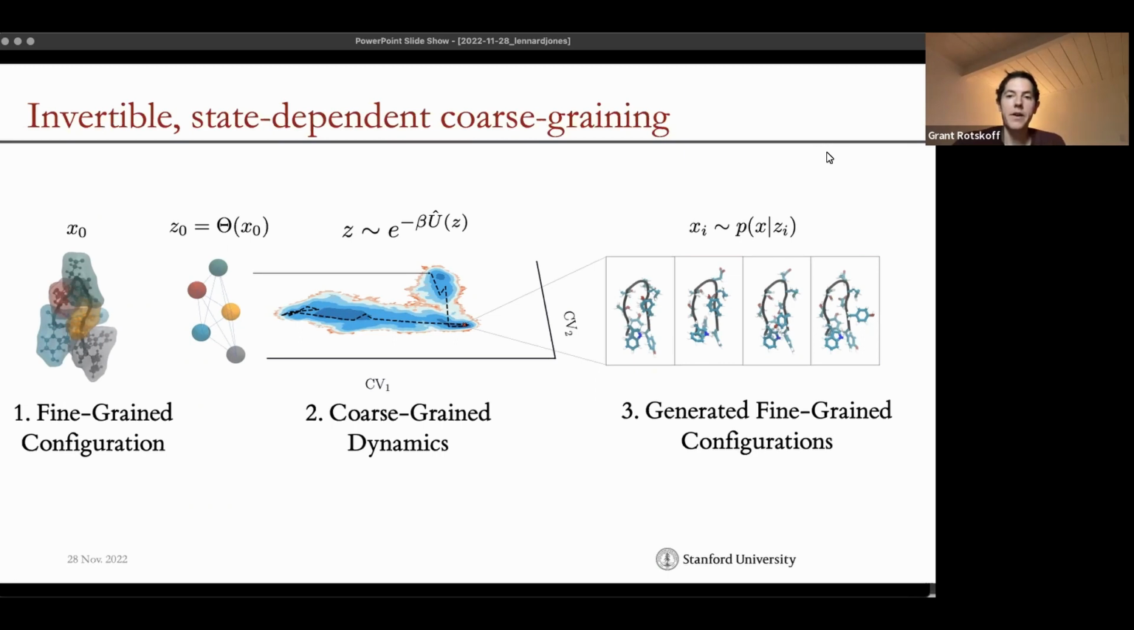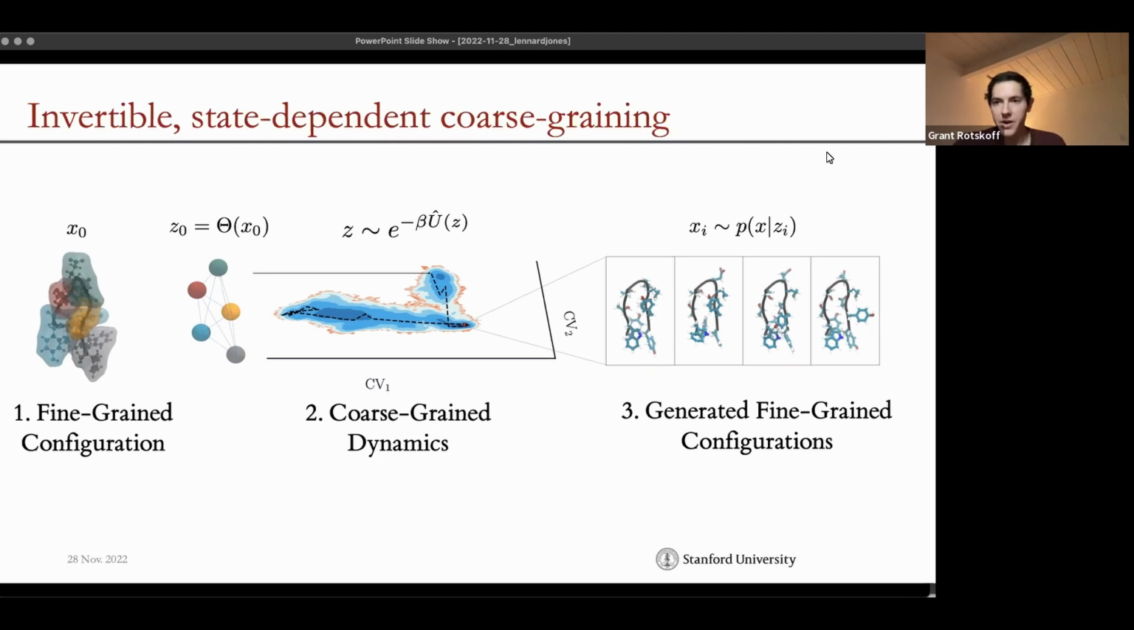Then I'm going to take configurations from those coarse-grained dynamics and invert them using a type of invertible neural network called a normalizing flow. Really what I'm doing in this inversion process is sampling a distribution that is conditioned on the coarse-grained coordinate. I take a coarse-grained configuration and sample a high-dimensional probability distribution in which I reconstruct the fine-grained coordinates conditioned on the coarse-grained variables.